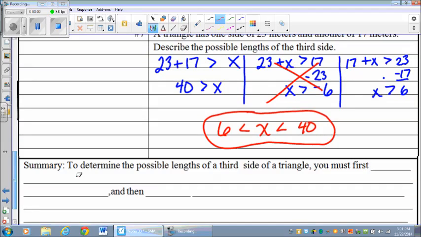Okay, so you need to answer your summary. So determine the possible lengths of the third side of a triangle. You must first, and here's your process right here at the top, use your triangle inequality theorem. Add your two sides, it's got to be greater than your third, and then switch it around where you have your next greatest number, which here was the 23, and you take your smaller number plus your x. Put it all together in your example, and you'll have your summary.